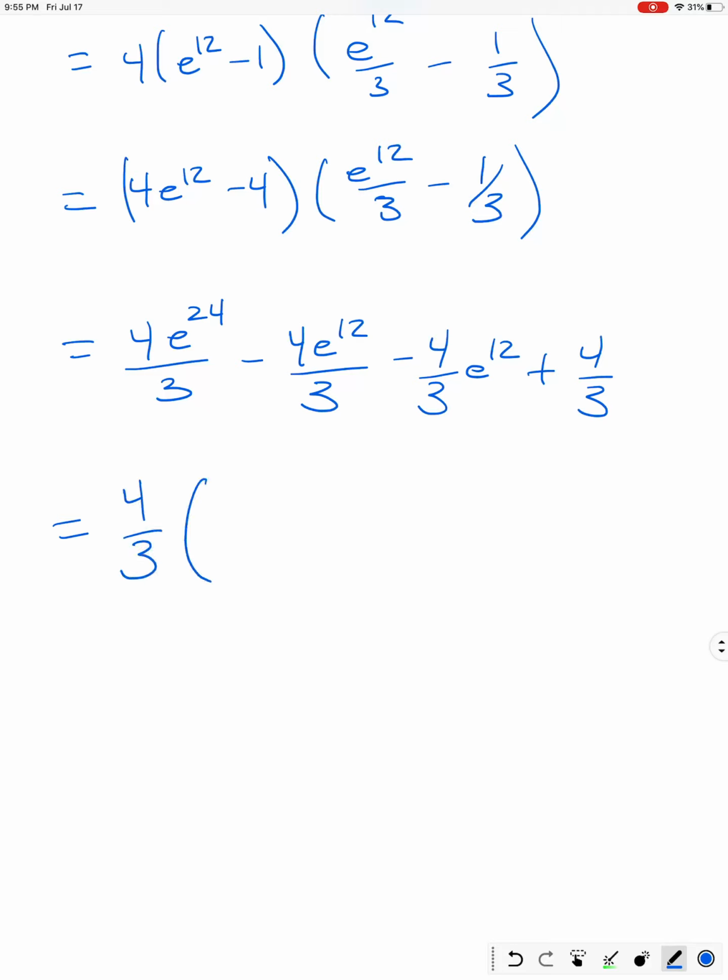I see that each term has a 4/3, so I'm going to factor out a 4/3. In the first term I'm left with e to the 24th, and then this is factored out, so I have minus e to the 12th. This is factored out, so I have minus e to the 12th. Minus e to the 12th plus another minus e to the 12th is minus 2 e to the 12ths. Remember, this is 1 here and 1 there to make negative 2. The 4/3 gets factored out, so it leaves me with negative 2 e to the 12th, and then finally plus 1. I think that's the simplest that our answer can get.